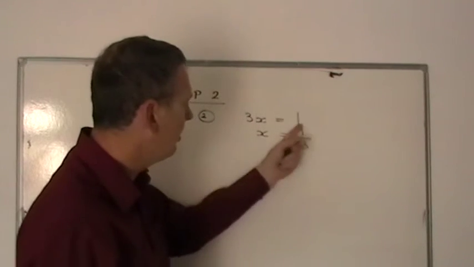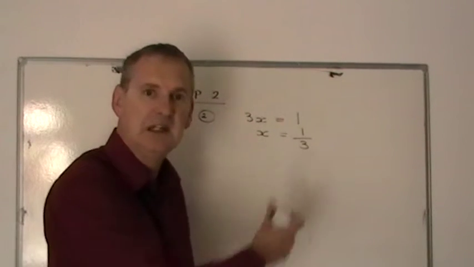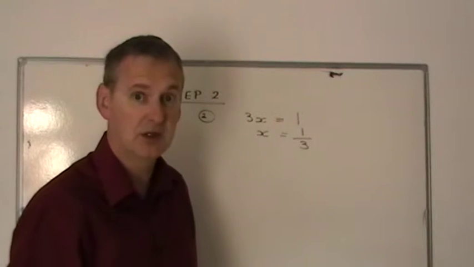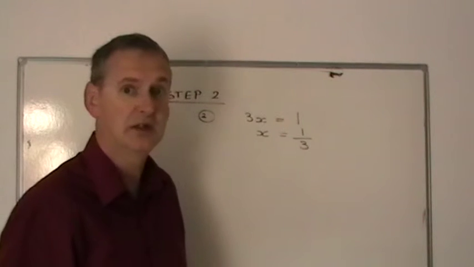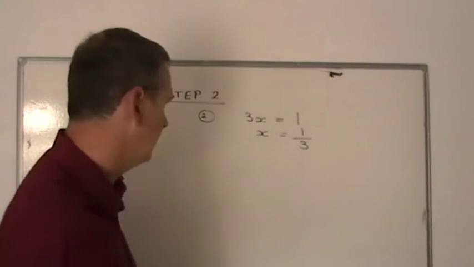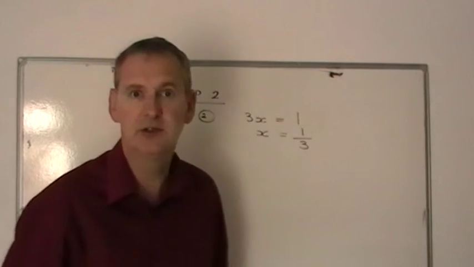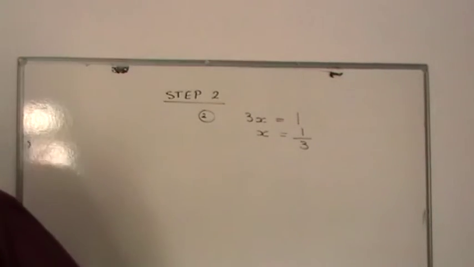So if the answer is not a whole number like it was in question 1, leave the answer as a fraction. That's something a lot of students find very difficult to begin with, but if you get used to it, it will help you a lot in the future. Okay, so that's the answer. X equals 1/3. So if 3x is a 1, x must be the answer 1/3. That's the answer. Let's try number 3.